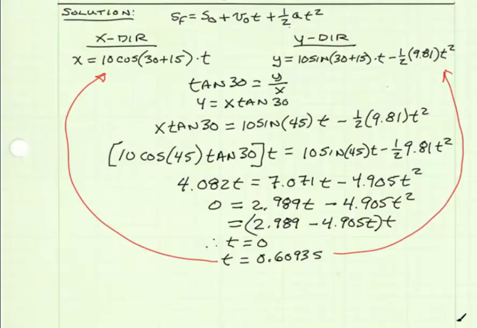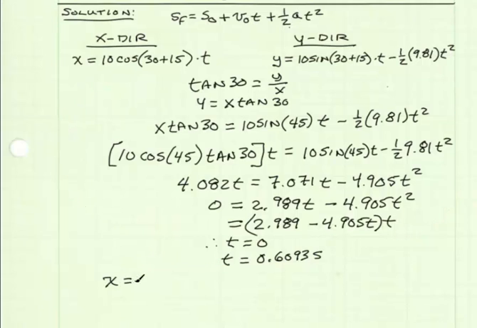Once we know t, we can plug that into this equation to find x, and into this equation to find y. X then is equal to 10 cosine 45 times 0.6093, which equals 4.31 meters. Now at this point, I could plug that into this equation and find y, or I can plug the time into this equation to find y.